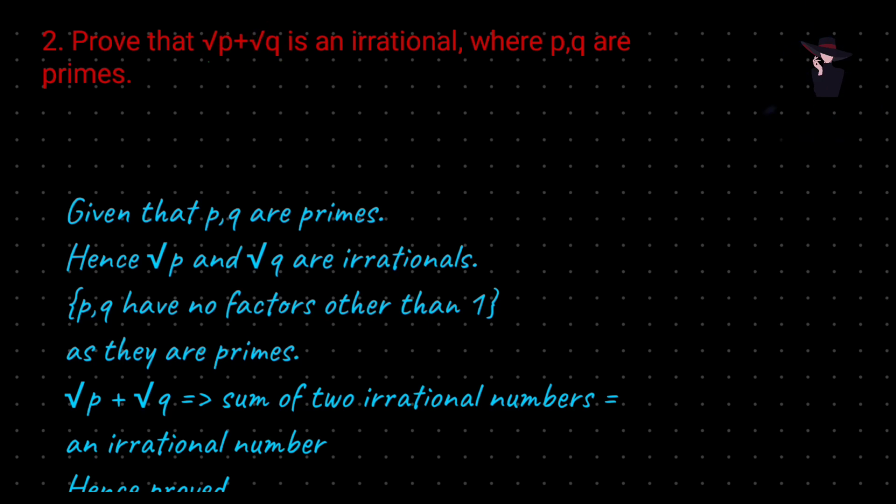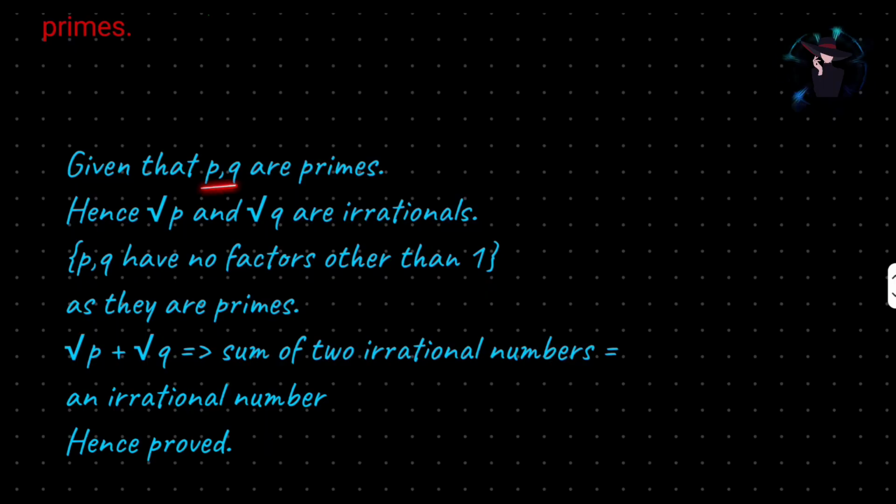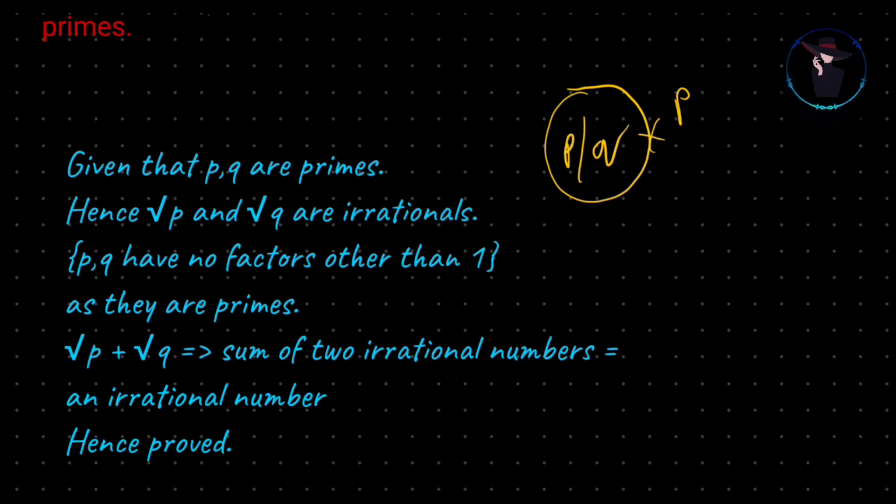Root p plus root q is irrational where p and q are primes. Given that p and q are primes, hence root p and root q are irrational, because primes only have the factor 1. But we need p by q, which should be not prime, right? This should be a composite number so that on further division it can give us co-primes.